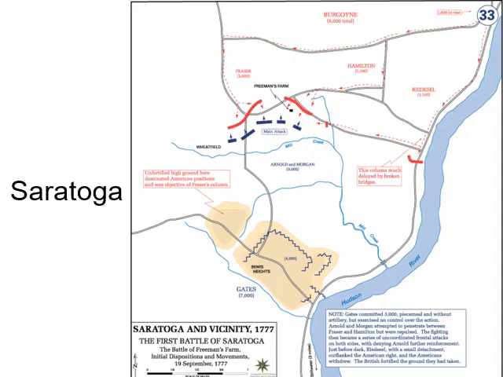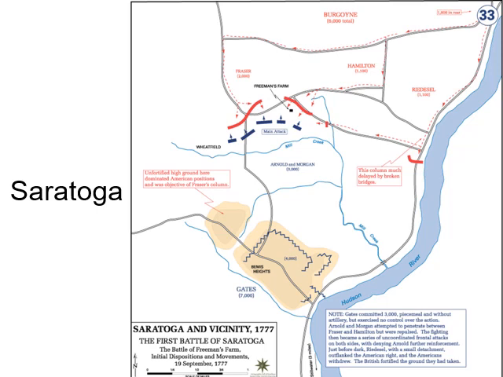So now I want to get to a battle that is a real turning point in the war, the Battle of Saratoga. So this took place in New York, and the British planned a three-pronged attack in New York. And the purpose of the attack was to cut off New England from the rest of the colonies.